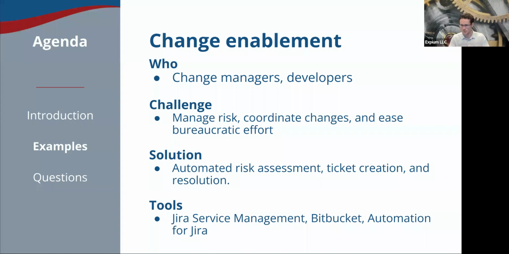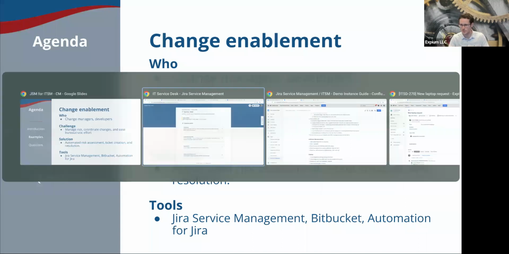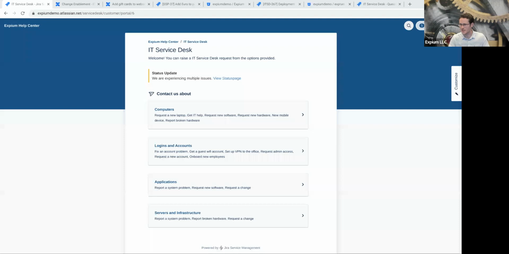And so we'll look at all three of those scenarios. And the tools we're going to use to do that are Jira Service Management, Bitbucket as our repository tool, and then Automation for Jira to bridge that whole connection together. Okay, so I'm going to jump over into our change enablement demo here.